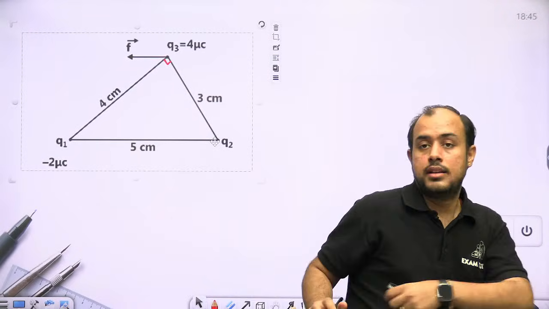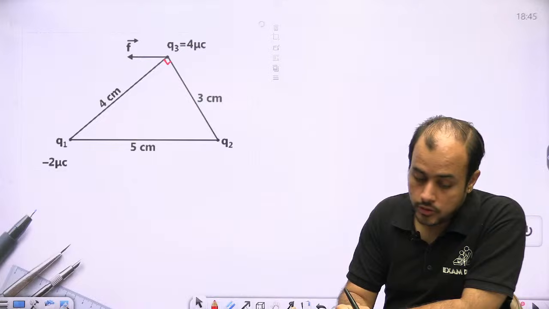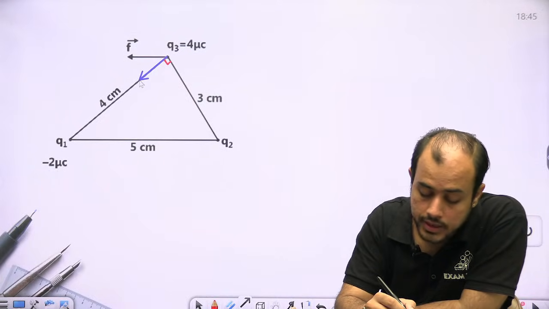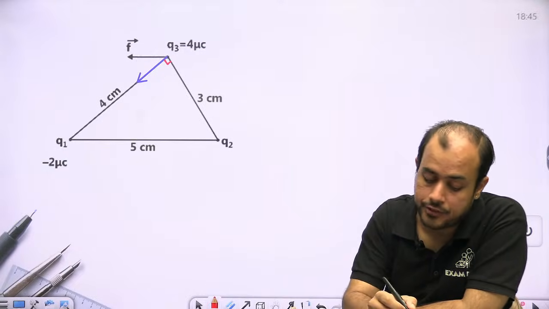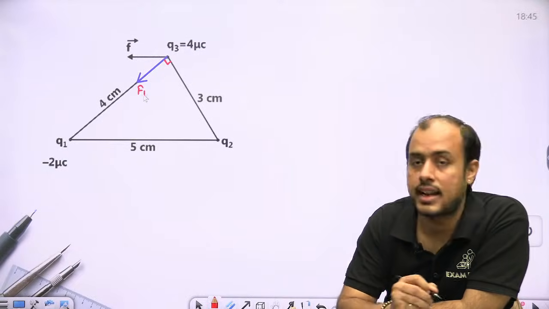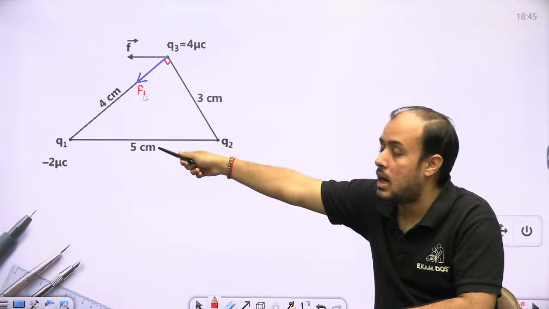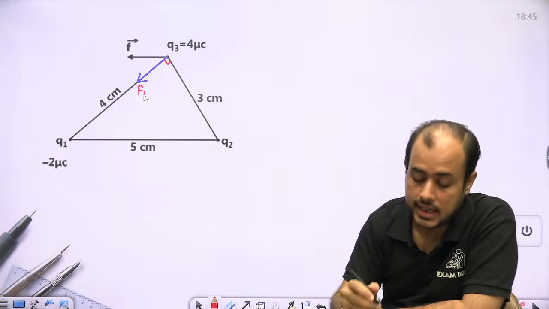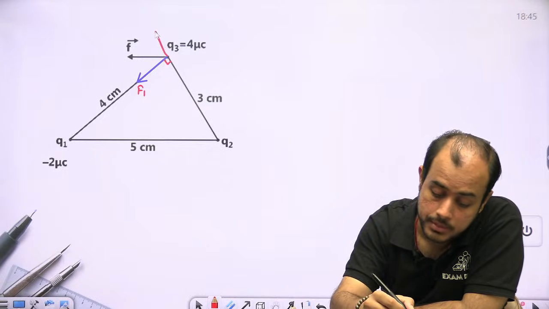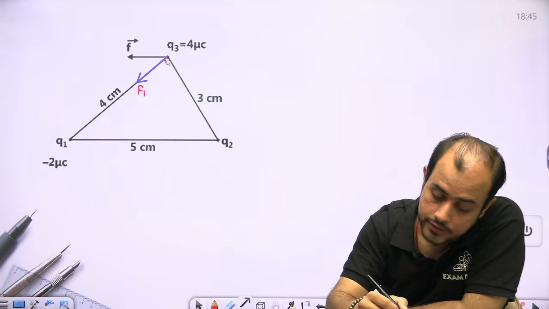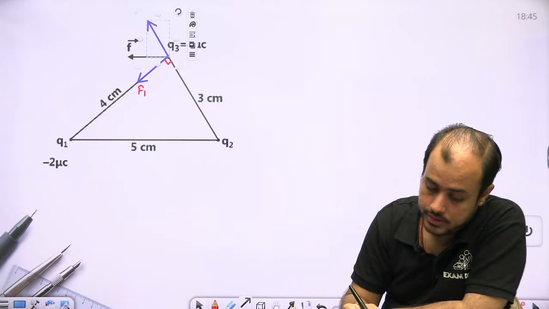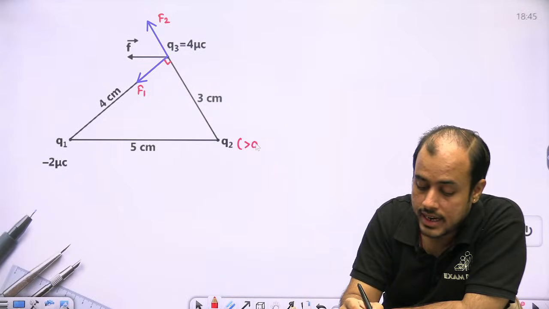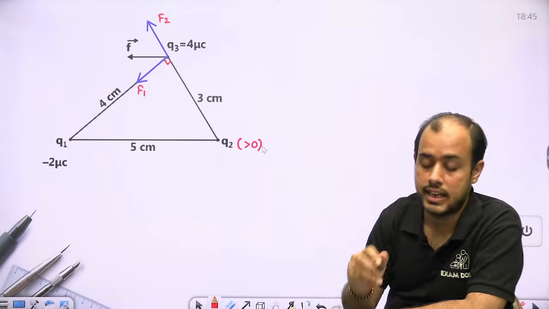Now look, children, I do not know Q2. So the first thing I will judge is the polarity of Q. Between a positive and a negative charge, the force is attractive. So 4 microcoulomb is getting attracted towards -2. Now the net force is to the left. That is only possible if this force is repulsive. And now you can clearly see, beta, that the net force will be to the left.